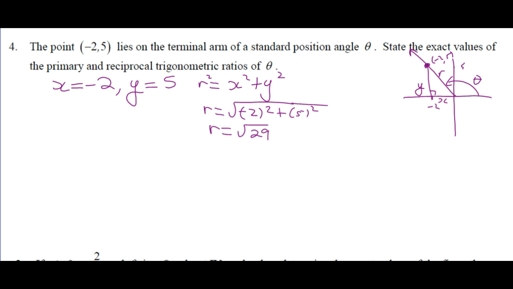Okay, we got X, we got Y, we got R. We can list all of the trig ratios. So the primary trig ratio, so sine theta. Sine theta is Y over R, so that will be 5 over root 29, which could also be written as 5 root 29 over 29. Okay, either way, so you've got to be able to rationalize the denominator.